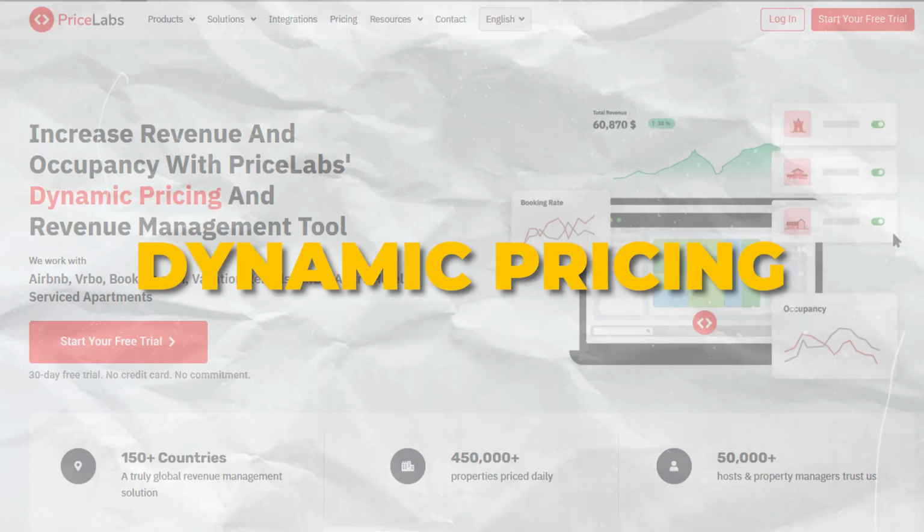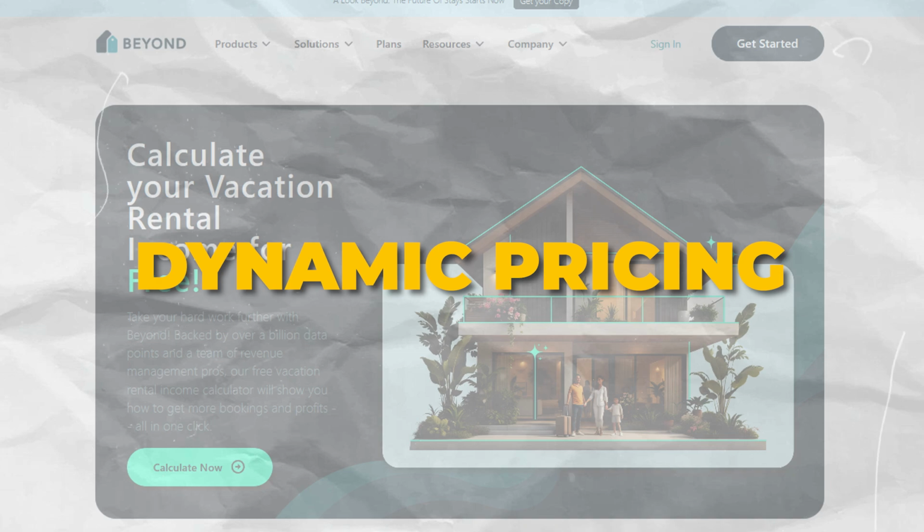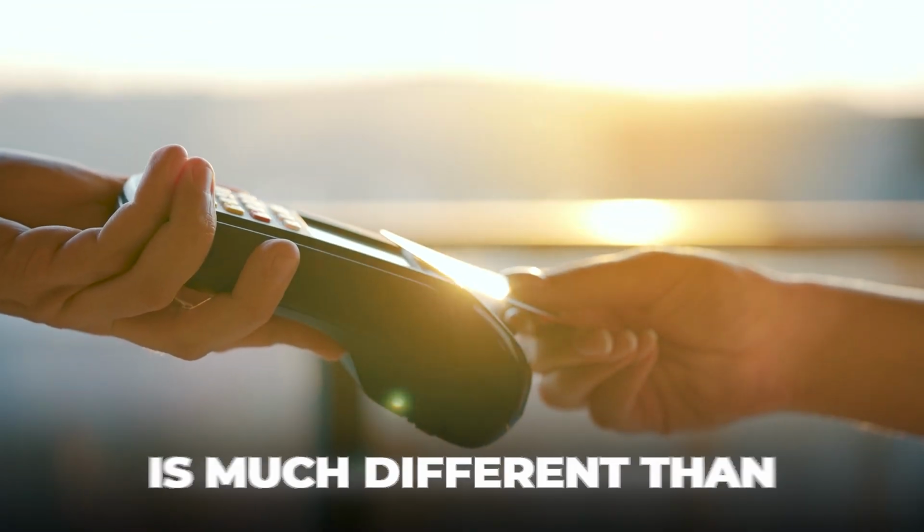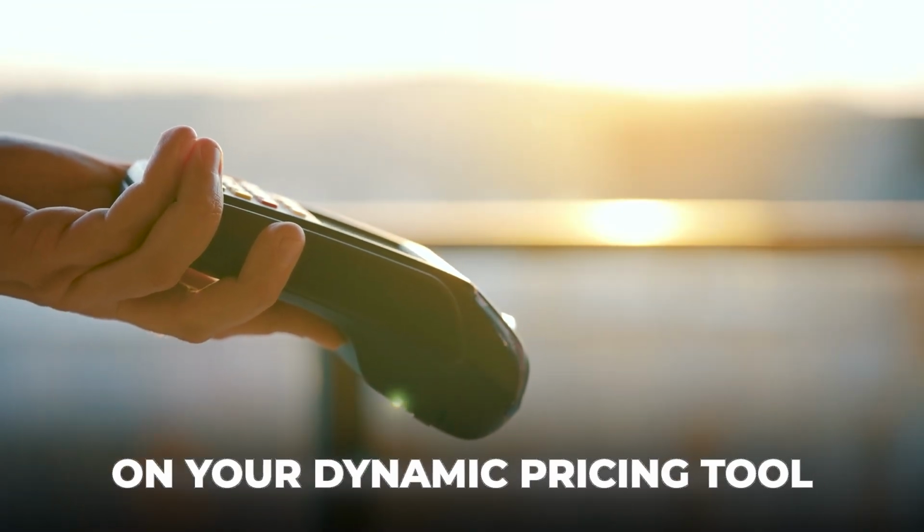Most of you out there are using a dynamic pricing tool to help manage your short-term rental or your boutique hotel, a tool that changes your prices every day like the airline industry. But what I bet you probably don't know is that the price that your guest is actually paying is much different than the price you're seeing on your dynamic pricing tool.